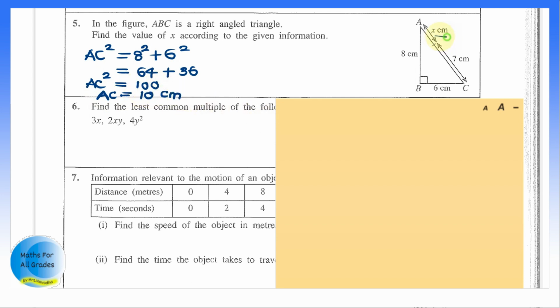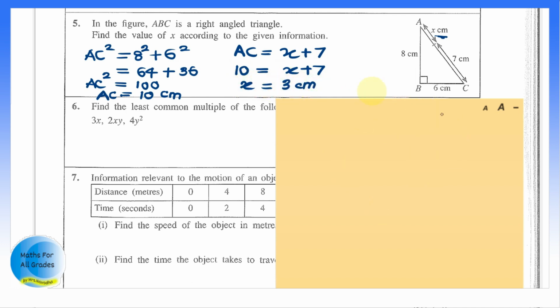Here we want to find the value of x, and we know the total length of AC is equal to x plus 7. We just found out AC is equal to 10 centimeters. So let's substitute that. 10 equals x plus 7. So x equals 3 centimeters.